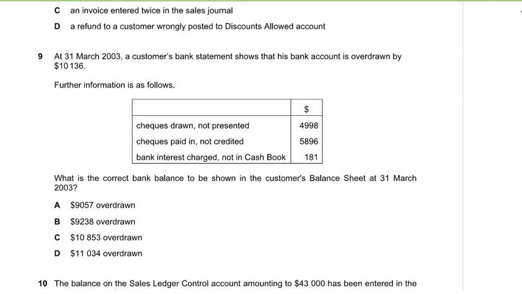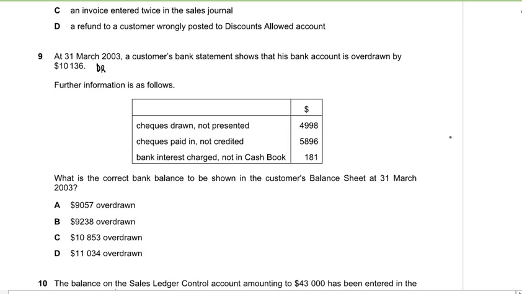Right, then number 9. At 31 March 2003, a customer's bank statement shows that his bank account is overdrawn by 10,136. I know an overdraft on a bank statement will be reflected as a debit. Further information is as follows. Checks drawn, not presented, those are unpresented checks. Then checks paid in, not credited. Then bank interest charged, not in the cash book. So what is the correct bank balance to be shown in the customer's balance sheet?